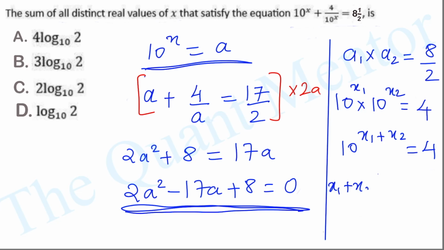x1 plus x2 is simply log of 4 to the base 10, which we have already seen is nothing but the C option. So that's a much quicker way out. You don't need to find the roots to basically get your answer here. You can directly use the concept that the product of roots is c by a, and you get the product of the roots of the quadratic, and from that you can get 10 raised to x1 and 10 raised to x2. Taking logs on both sides, we get the answer quickly. That's the C option.